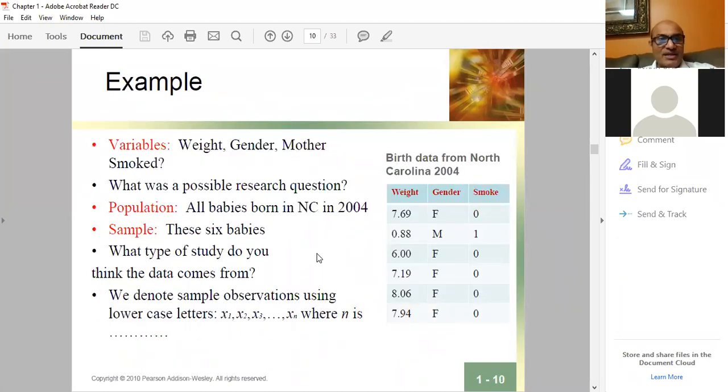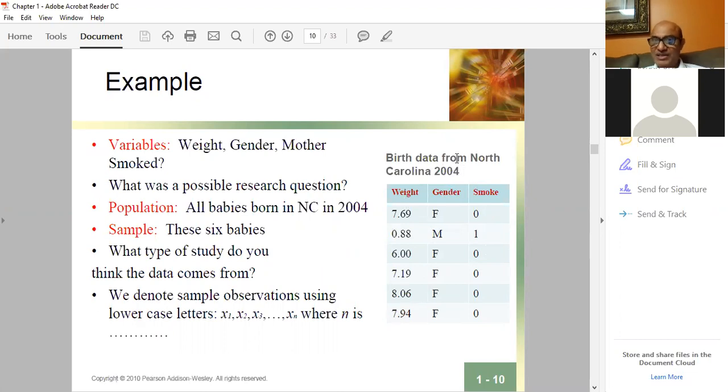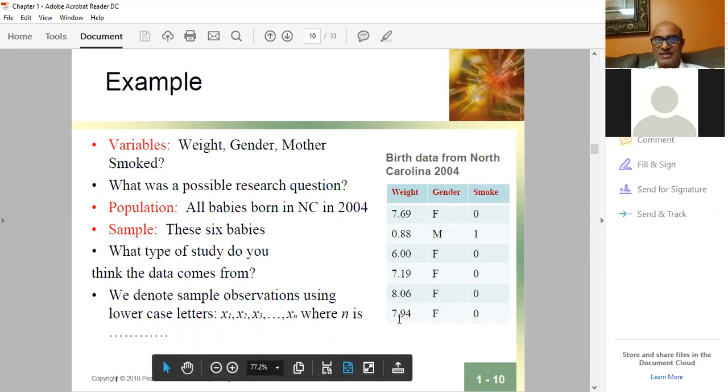Another example, you can see over here, the variables are, now first of all, try to look at the right side. On the right side, I have one chart. That is the birth data from North Carolina in 2004. Weights of the birth data. Birth data means newborn babies. How many babies are there? 1, 2, 3, 4, 5, and 6. 6 babies are there.